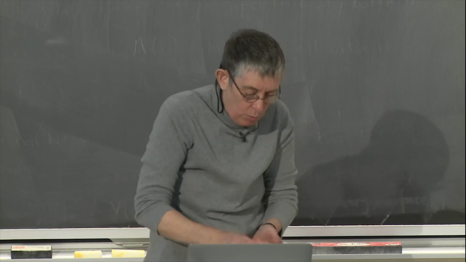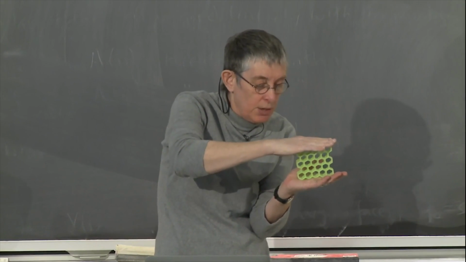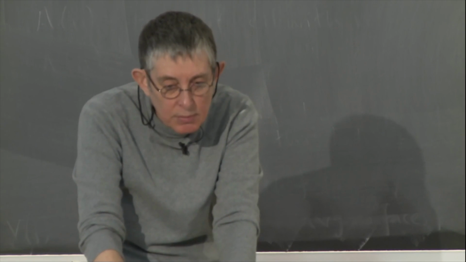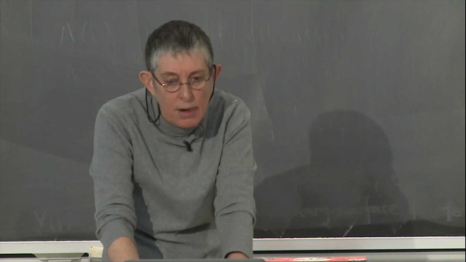Initially, when we're loading it up to smaller strains like this, we've got linear elastic behavior, and these cell walls bend. You can relate this Young's modulus here to the bending of those cell walls. I don't know if we'll finish that today, but we'll start that today. Then, oops, lost my arrow. Where'd my arrow go? There we are.